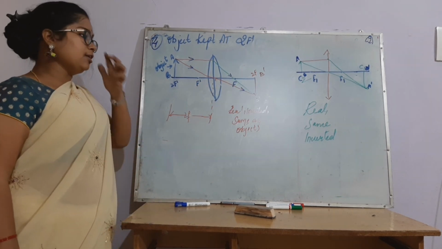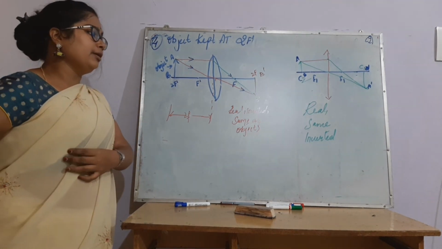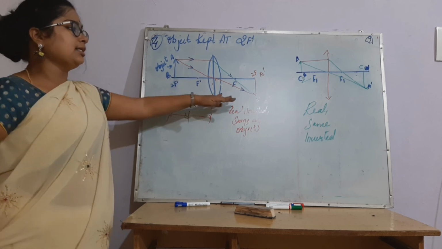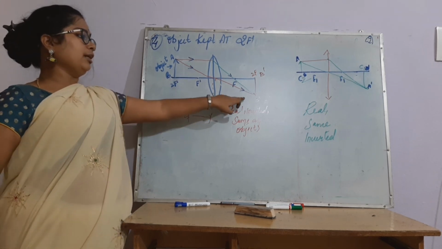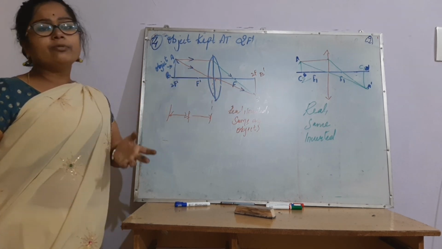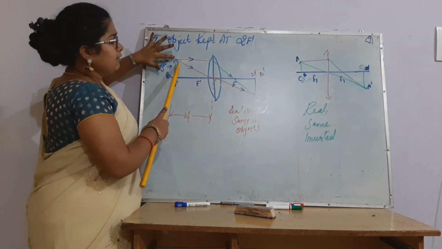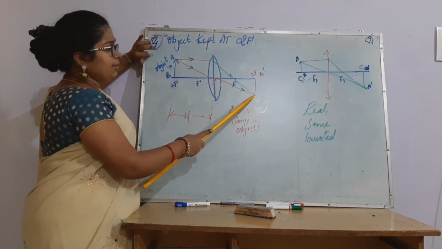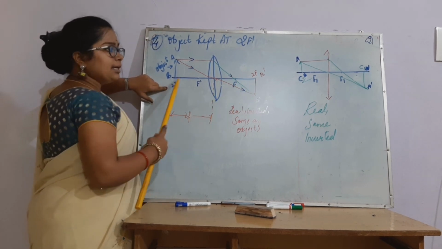Let me give you a small tip. If you can't remember, or if you can't draw and these two lines are not meeting in the exam, it takes more time. First draw the image, and after that draw these rays, so that it will be very easy for you. So see here, where the image is formed, 2F and 2F dash, both are the same here.